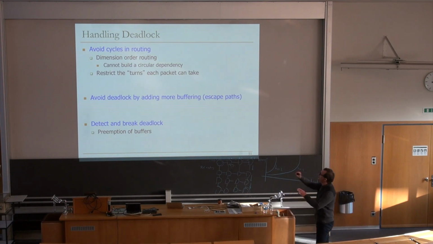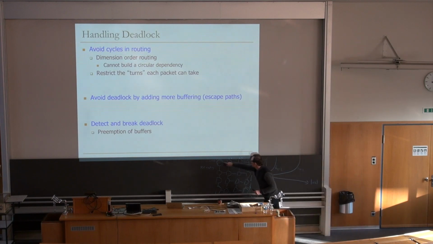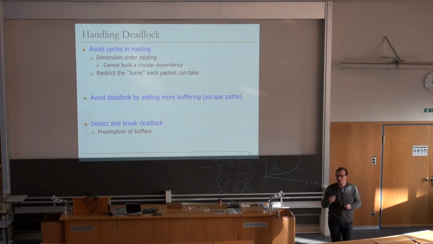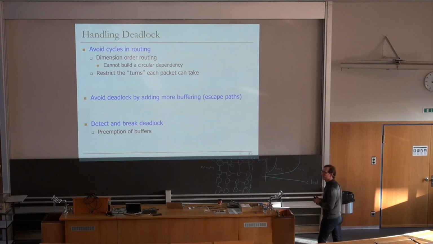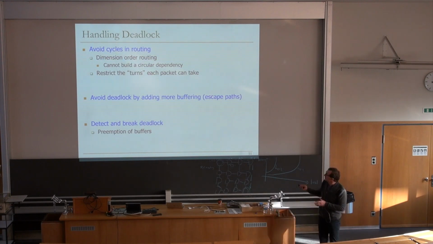And you can think about why, because you're really restricting the turns each packet can take. This packet can only turn to the right and then down. And every packet can only turn to the right and down. There's no packet that can turn the opposite way. As a result, you cannot build this circular dependency in the resources. It's beautiful. Of course, it comes with a downside. The efficiency goes down.